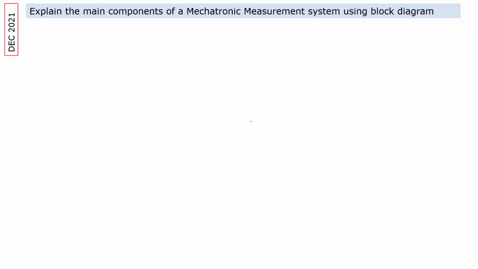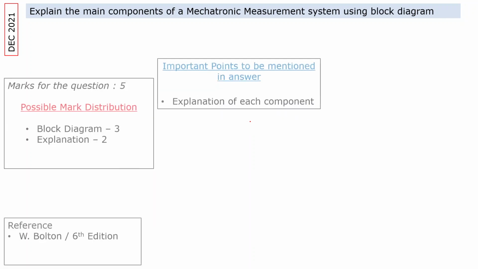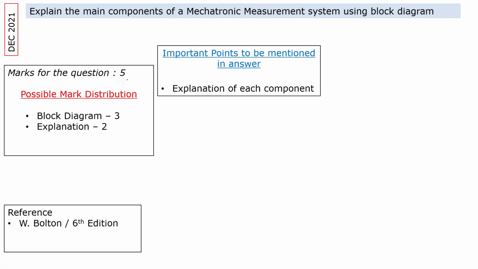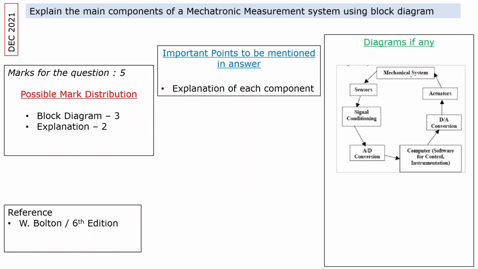Now the next question, explain the main components of a mechatronic measurement system using a block diagram. So this question carries 5 marks, the block diagram carries 3 marks, and the explanation carries 2 marks. The important point you have to mention is the explanation of each component. So you can see a mechanical system is controlled using a mechatronic system. So you will be having a sensor, there will be a signal conditioning element, analog to digital conversion, a computer or software for control or instrumentation, then again digital to analog conversion, then you will be having an actuator.